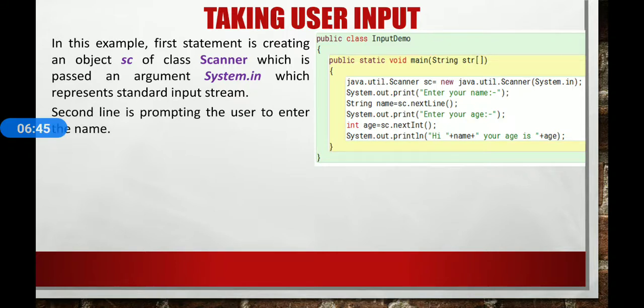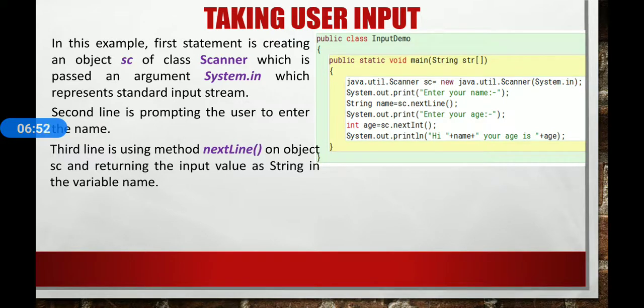Second line is prompting the user to enter the name. Let's say, enter your name. Third line, using method nextLine on object sc, returning the input value as a string in the variable name. Because here nextLine is the method that is used to store the string value.